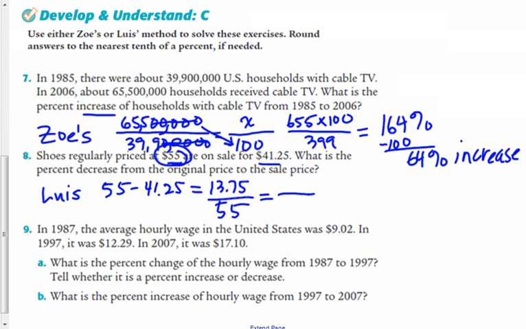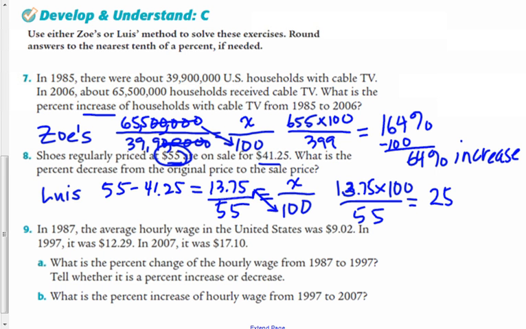And then to find the percent, we would just put X over 100. So we would do 13.75 times 100, do the cross products, and divide that by 55. And that would equal 25% decrease. So with this method, we don't have to remember to subtract the 100 off on the end.